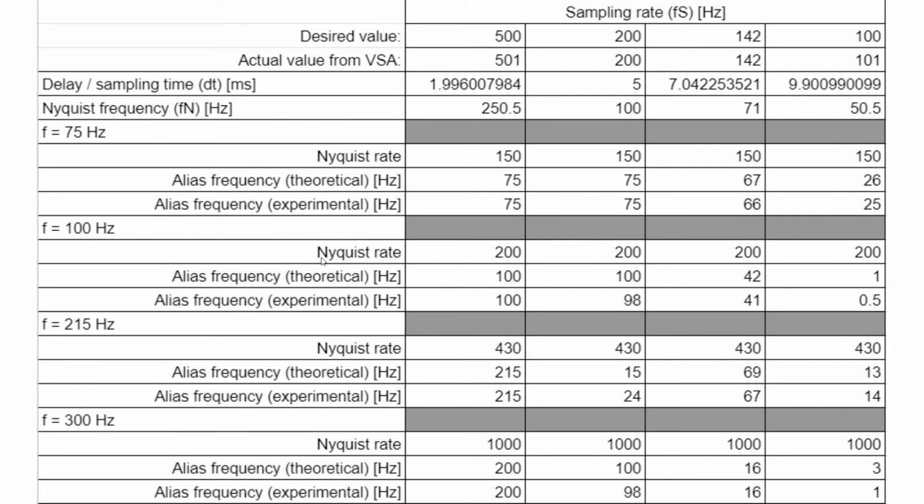So now this is the entire chart. We have our Nyquist frequencies up top, 250 hertz, 100 hertz, 71, and 50, and then the theoretical frequencies, and we can see that the 500 hertz only starts to alias at 300 and so on. Most of the values are pretty close between experimental and theoretical. The only one that's different is right here, 200 hertz sampling rate at 215 hertz input, and I don't quite know why that happened.